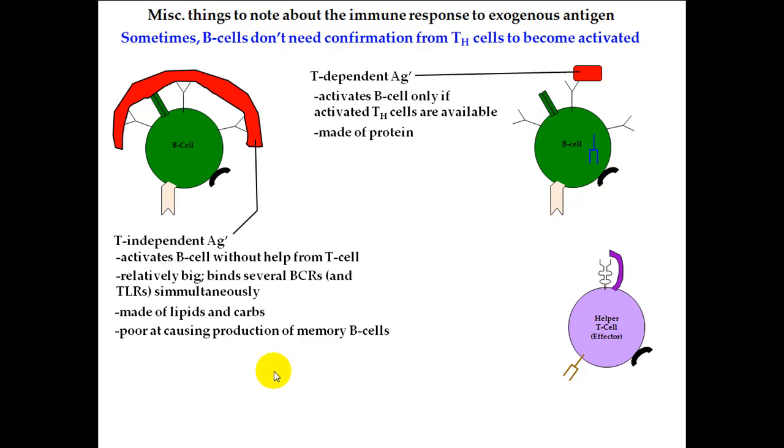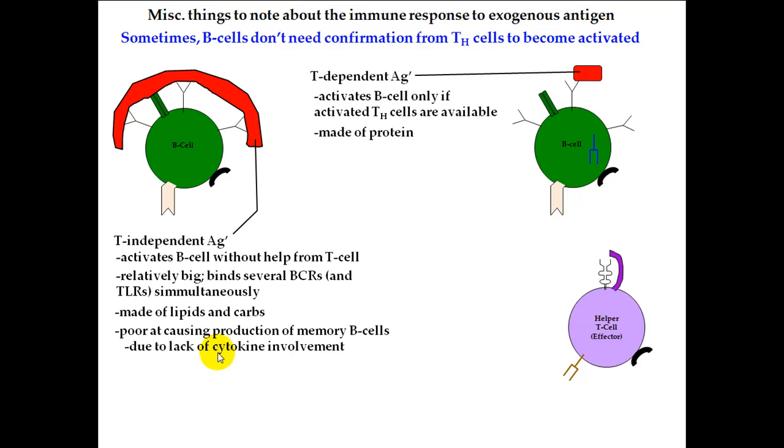And one more thing about T-independent antigens is that they tend to be poor at causing the production of memory cells. If you remember, one of the things that usually happens whenever a B cell gets activated is that it makes clones of itself. Some of those clones become these really valuable things called memory B cells. What we're saying here is that if it's a T-independent antigen that ends up turning on a B cell, it makes clones of itself, but it doesn't really make memory cells. Those clones tend to produce only plasma cells.